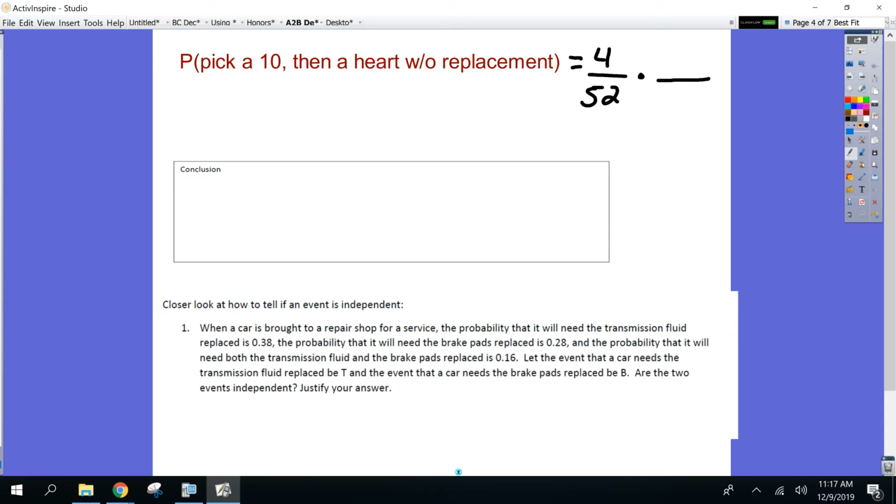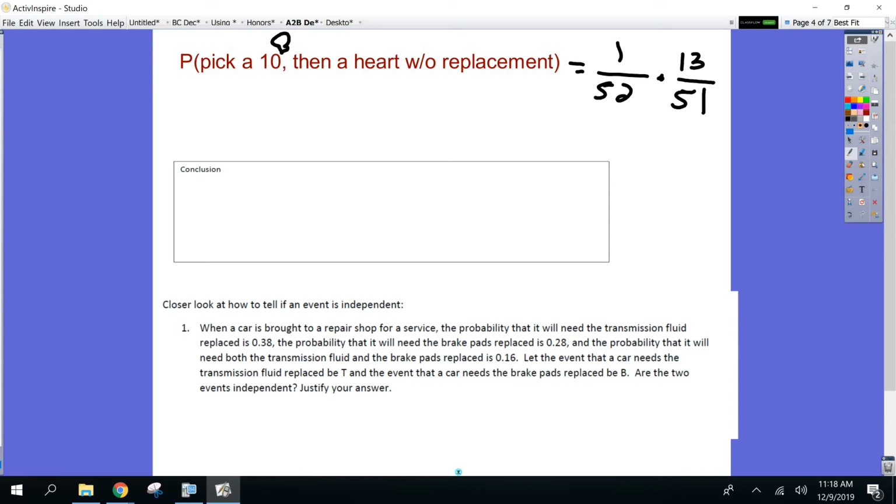I should have made this better. How about this? Because this is going to get complicated. Ready? I picked the 10 of spades out. All right, let's do this again. Pick a 10 of spades. What's the probability? 1 out of 52. I just picked the 10 of spades. What's the probability I pick a heart now? 13 out of 51. Okay, I took 1 out.